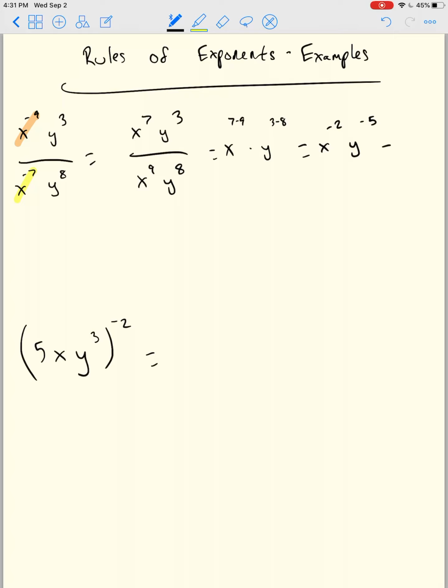Well, I've got to do that negative exponent rule again. So I can rewrite it as 1 over x squared y to the 5th. So that's our final answer. We can't combine them anymore.